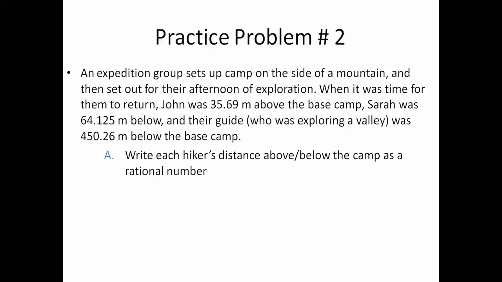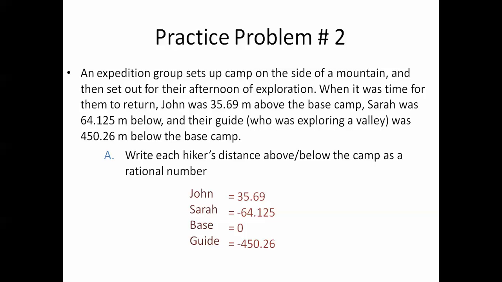So all we're going to do is write them as positive and negative values with respect to base camp. So let's write out John, Sarah, base for base camp, and the guide. We will use the base as 0 because we aren't told what the height is. So let's consider it the 0 or the start zone.